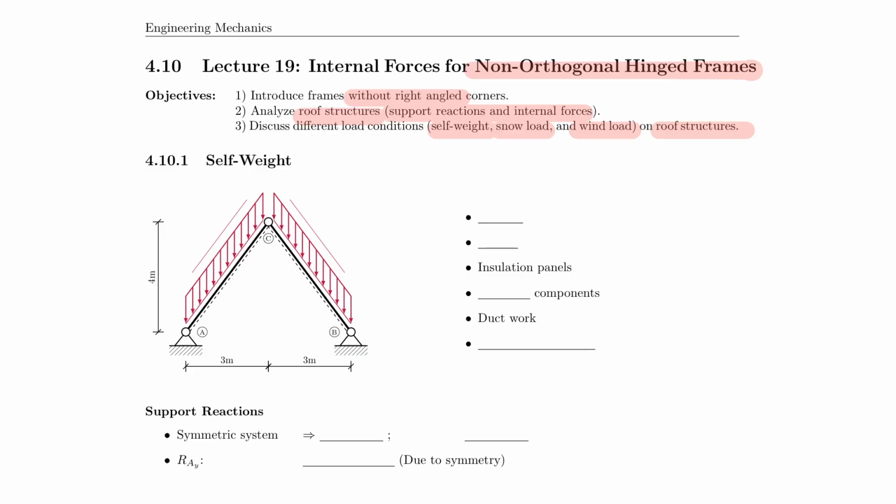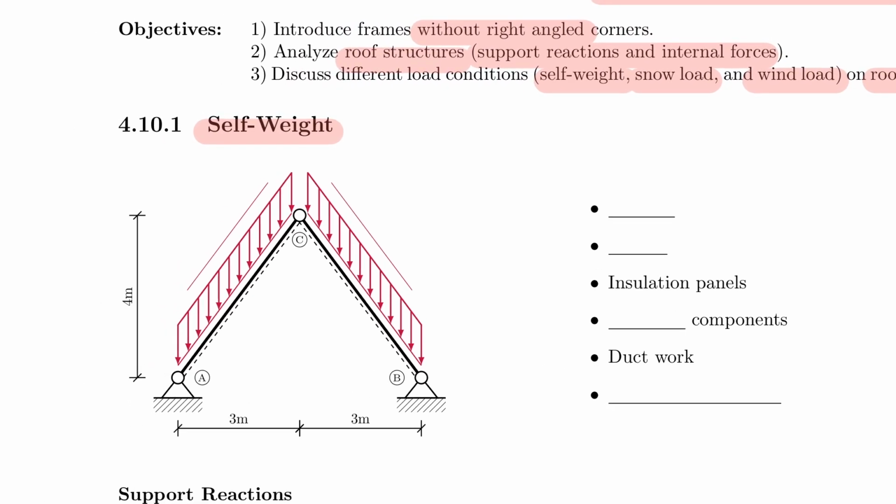I will start with the very first case, which is the self-weight. So let's look at self-weight. Before we write anything down, let's observe this. The self-weight actually acts along the entire length of what's called a rafter or the roof structure, and that is acting towards the center of the earth. So all these angles, all these arrows are vertical.